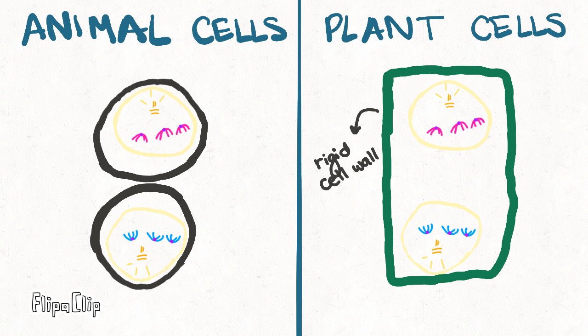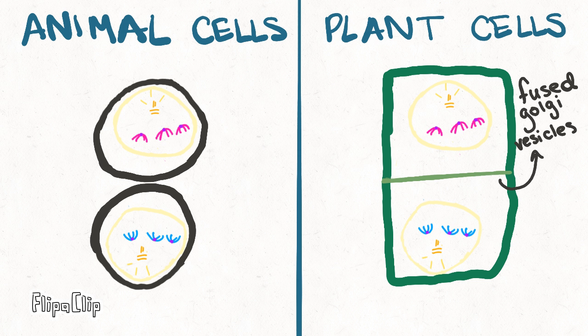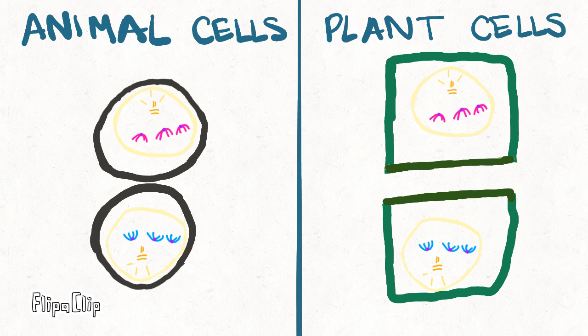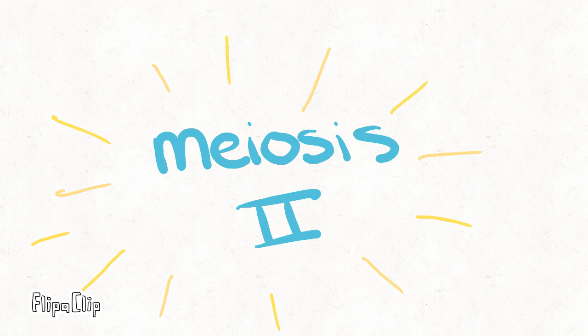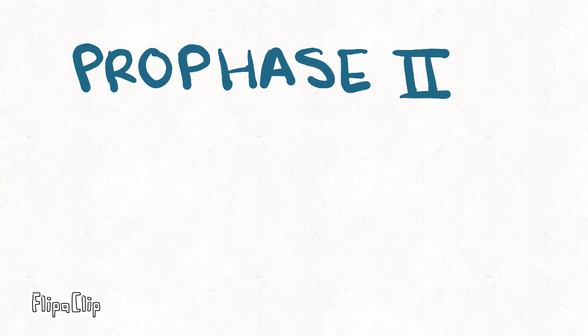Plant cells have a rigid cell wall and therefore cannot pinch off cytoplasm like animal cells. Instead, plants lay down a cell plate made by fusing Golgi vesicles between the nuclei, which separates it into 2 daughter cells during cytokinesis. Meiosis 2 comes right after meiosis 1. The first stage of meiosis 2 is prophase 2.